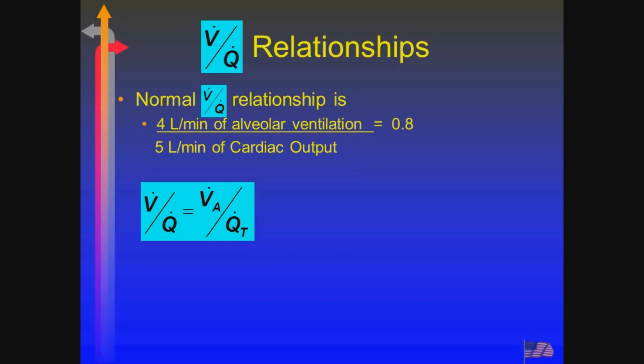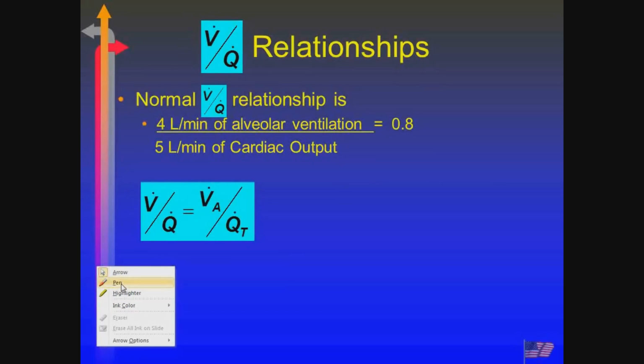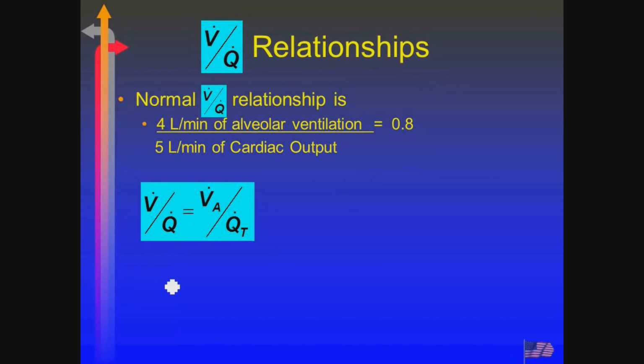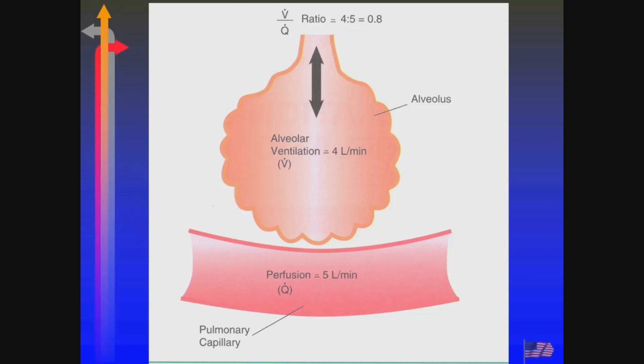Under normal conditions, the VQ relationship is 0.8, where we're looking at the alveolar ventilation divided by the cardiac output, the V sub A divided by the Q sub T. And that's basically what the scenario looks like.